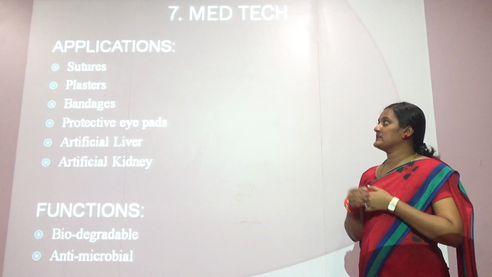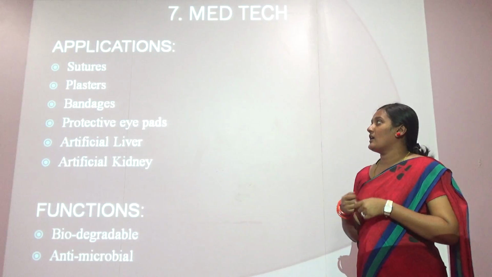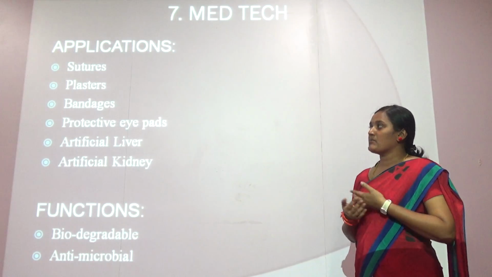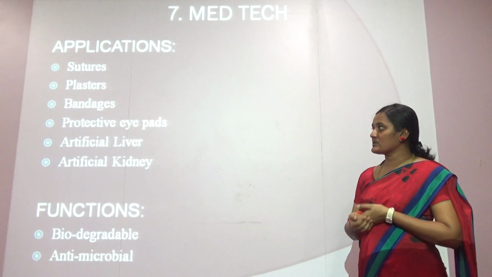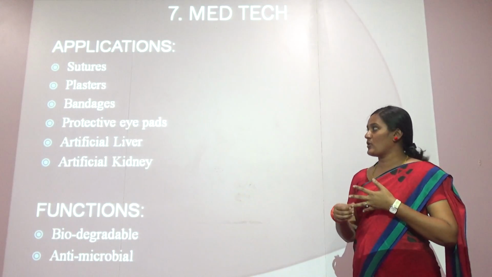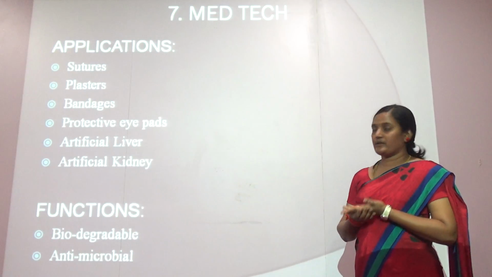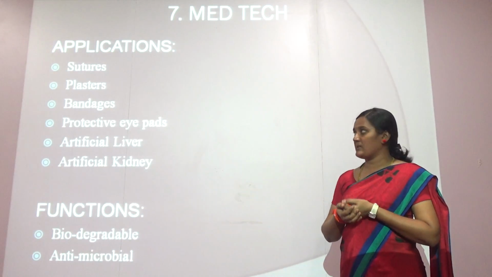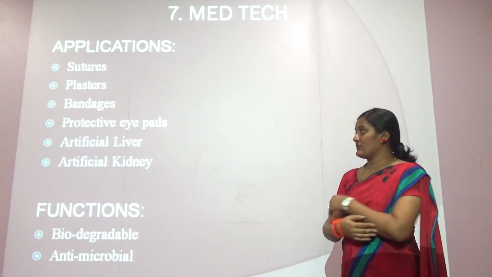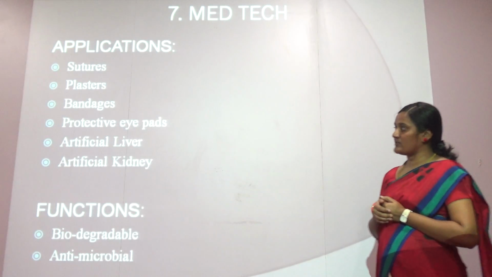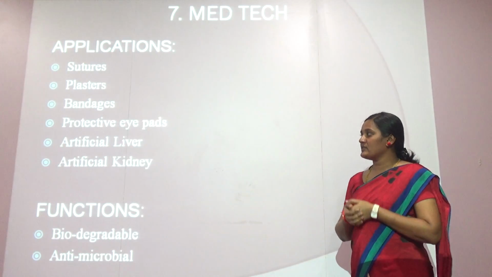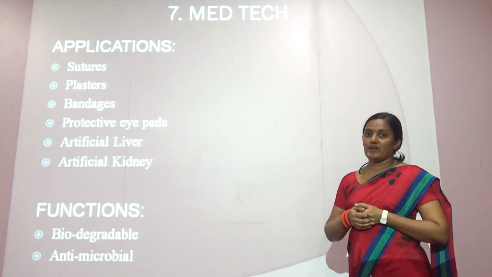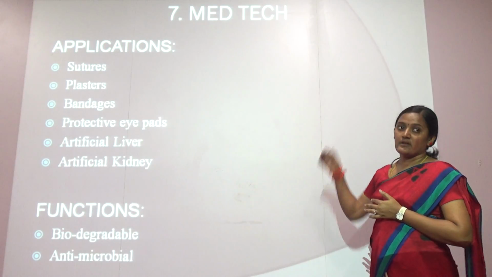Sutures are nothing but the thread which is used to stitch the wounds. And plasters, as we all know, and bandages. A wide variety of bandages have been used, like orthopedic bandages, normal bandages, strain bandages and so on. And protective eye pads: during traveling, these protective eye pads will help protect us from winds and light. And artificial liver and artificial kidney. So artificial organs have been transplanted with the help of these textile materials. So all these products come under medtech.